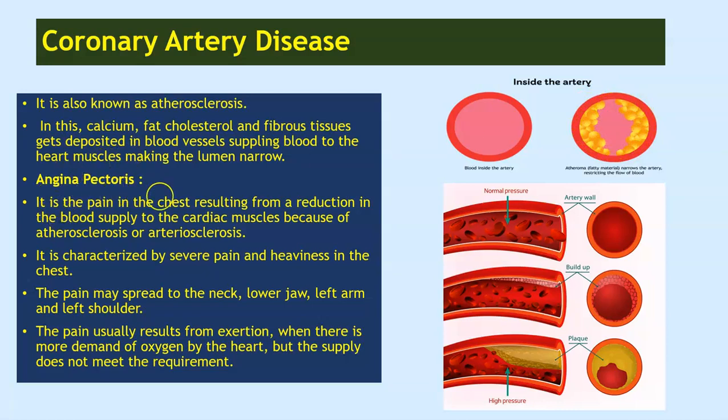Angina pectoris is the pain in the chest resulting from the reduction in your blood supply to the cardiac muscle. This happens again because of arteriosclerosis. It is characterized by severe pain and heaviness in the chest. The pain may spread to the neck, lower jaw, left arm and left shoulder. The pain usually results from exertion, when there is more demand of oxygen by the heart, but the supply does not meet the requirement. So in this image you can see the normal artery, the build up on your artery, and finally the plaques which cause high blood pressure.